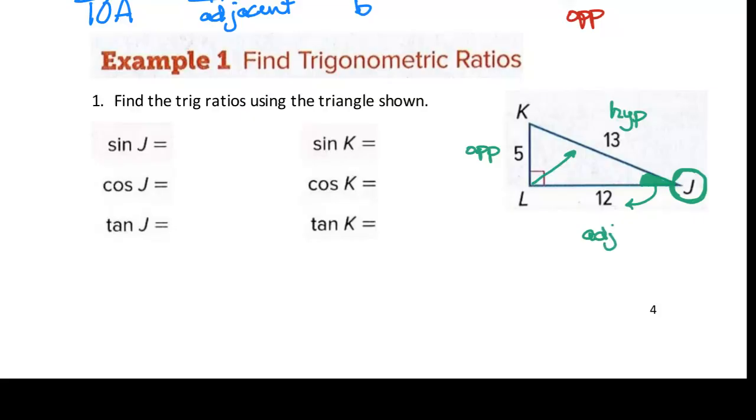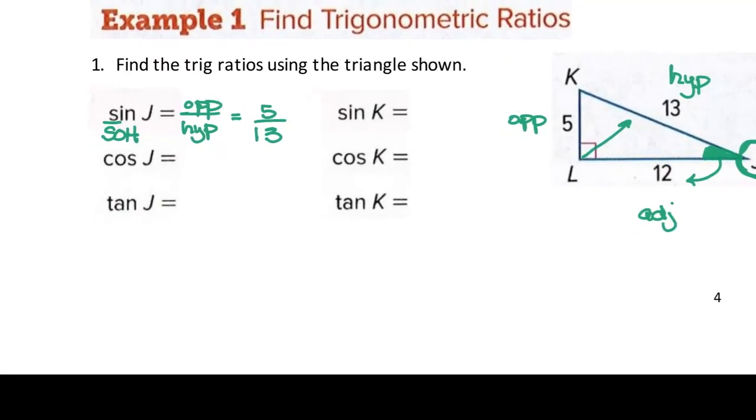So the sine of J, remember, SOHCAHTOA, S-O-H. So the sine is the opposite side divided by the hypotenuse. And I'm abbreviating here. The opposite side from J is 5. The hypotenuse is 13. So we are just comparing the two different sides here, a ratio of sides, 5/13. And that is your answer.